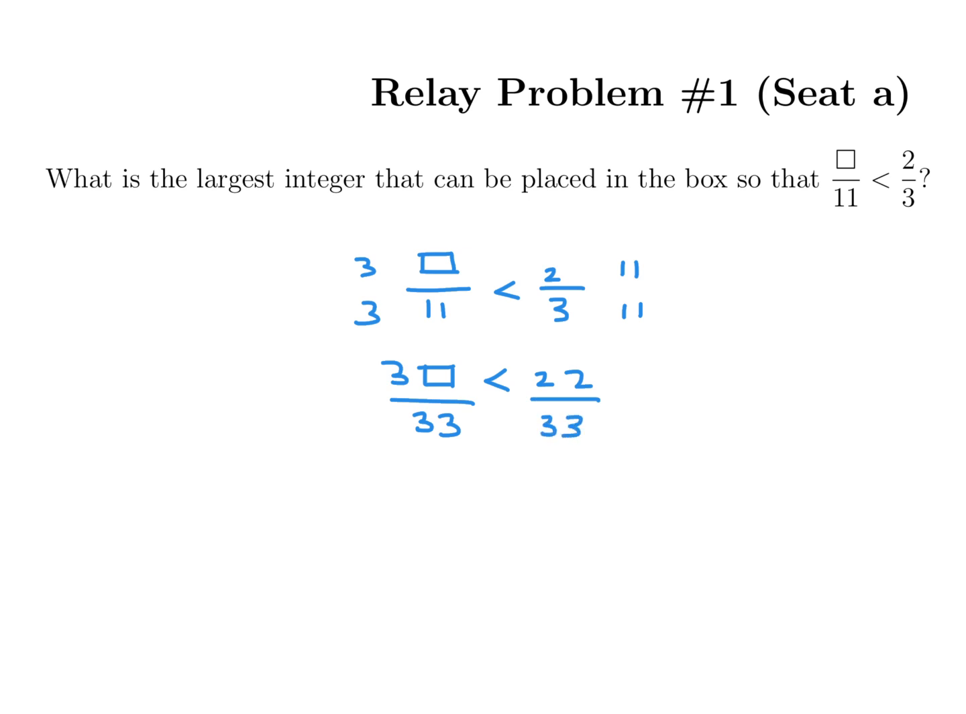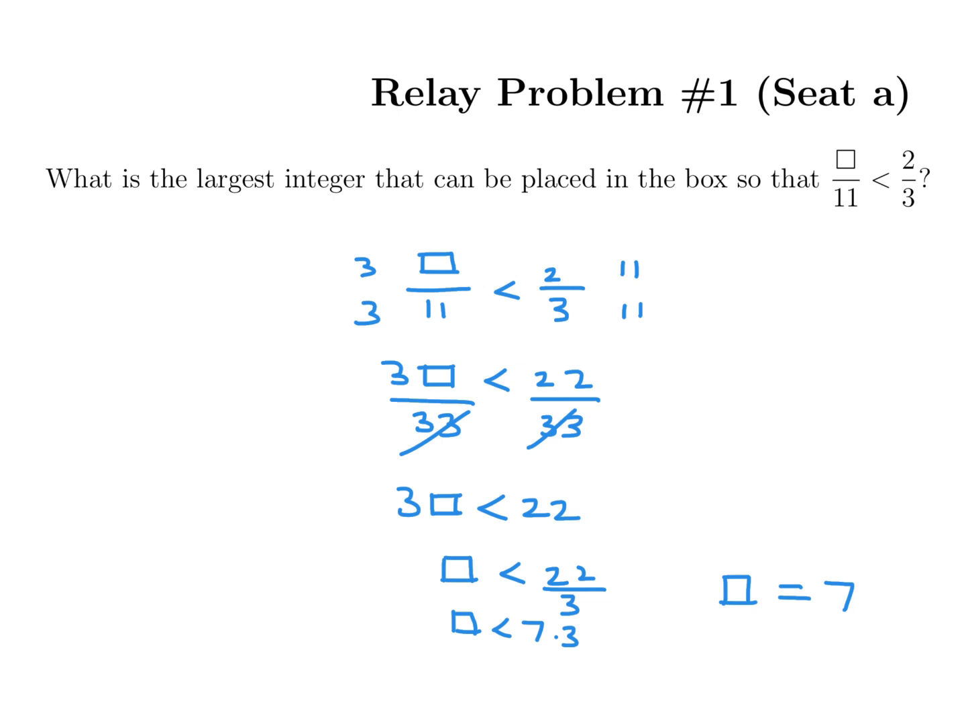Yeah, and then the 33's cancel. So then you're really just left with 3 box is less than 22. So 3 times something has got to be less than 22. What is that going to be in terms of the largest? Well, that box obviously has to be less than 22 over 3, which is 7 point something. I think it's 7.3. So the largest the box can be in terms of an integer is 7.